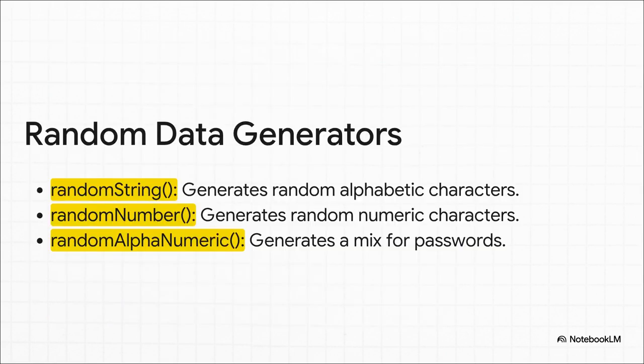And how do we do that? We just build a few little helper methods, little utility functions. One that spits out a random string, one that gives you a random number, another that mixes them up. These tiny little tools are surprisingly powerful. You can use them everywhere to generate unique data for anything you need.